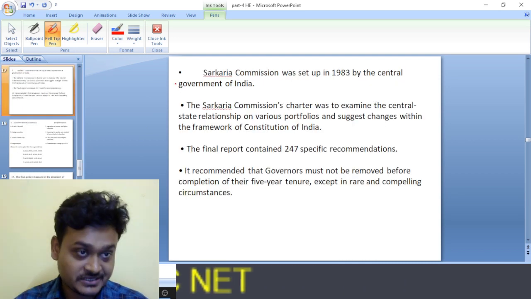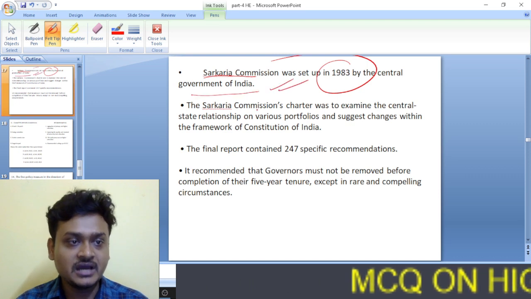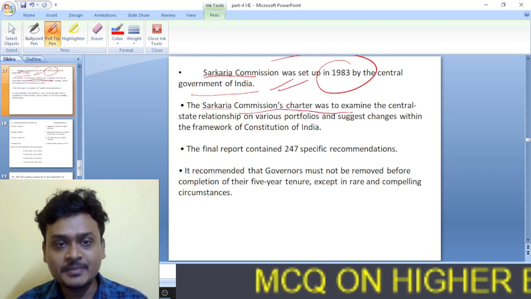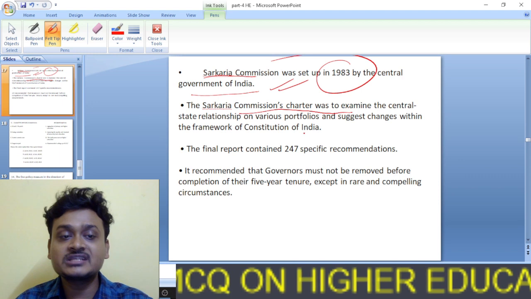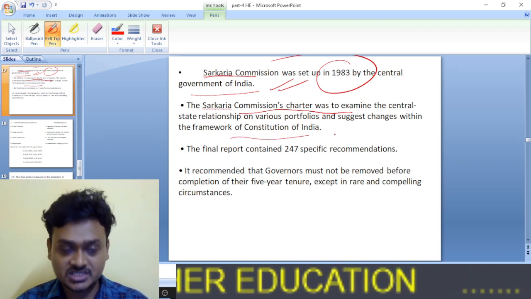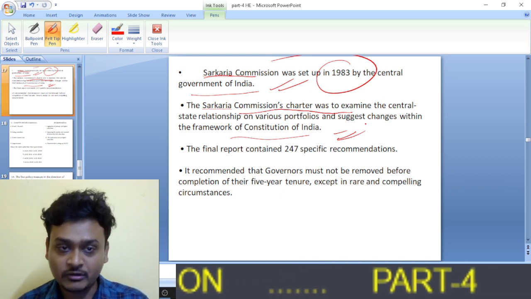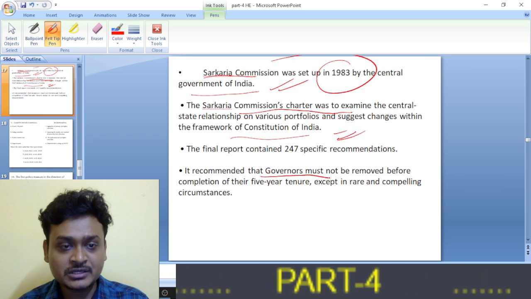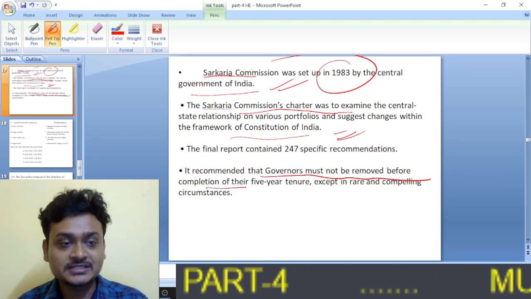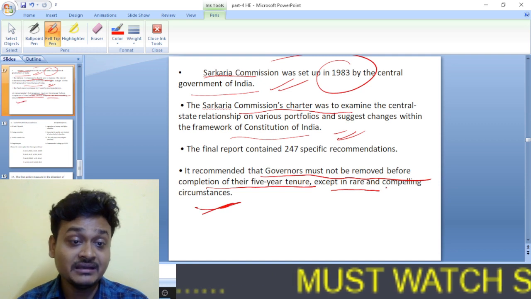Moving on to the explanation, the Sarkaria Commission was set up in 1983 by the central government of India. The Sarkaria Commission's charter was to examine the central-state relationship on various portfolios and to suggest changes within the framework of the Constitution of India. The final report contained 247 specific recommendations. It recommended that governors must not be removed before completion of their 5-year tenure, except in rare and compelling circumstances.